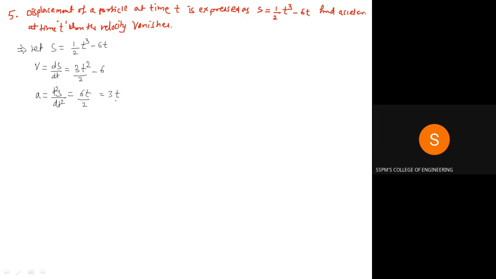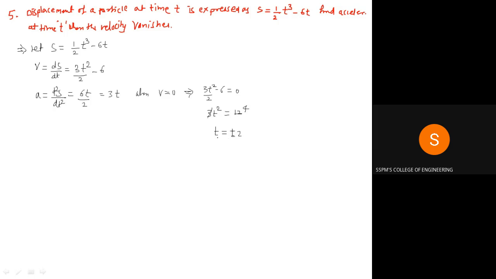But we need to find the value of acceleration when velocity vanishes. Velocity vanishes means what? Velocity will be 0. And what is that velocity? 3t square upon 2 minus 6, that is 0. So you have to find the value of t. So 3t square equals 2 into 6, it is 12. So 3 fours are 12. So therefore the value of t equals plus 2 or minus 2.